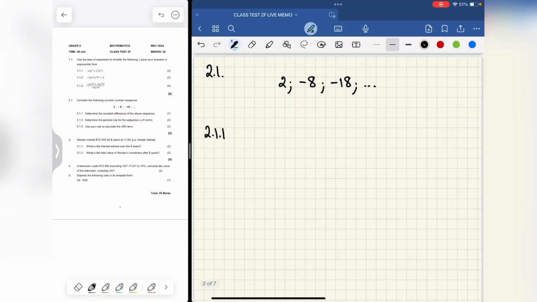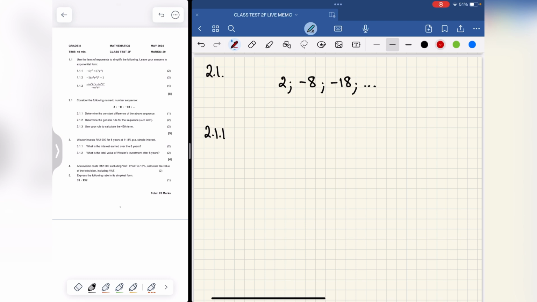Number 2, 2.1, consider the following numeric number sequence. So we've got a number sequence here of 2, -8, -18. And the first question is that we should determine the constant difference of the above sequence. Now we are going to apply the sort of formal way of determining what the constant difference is.